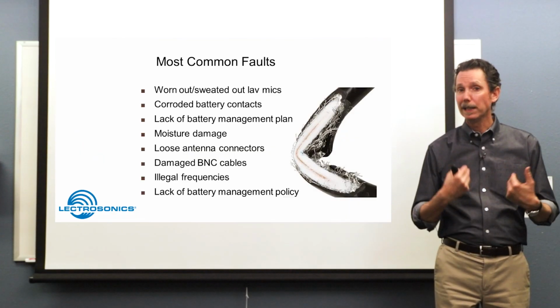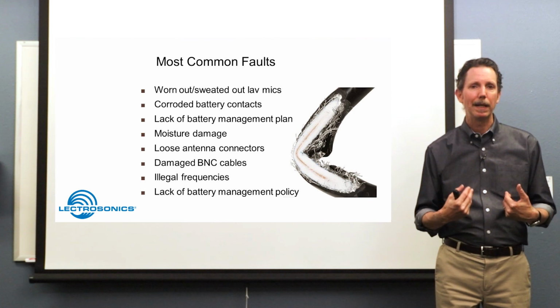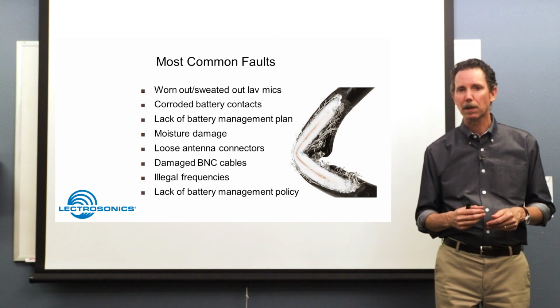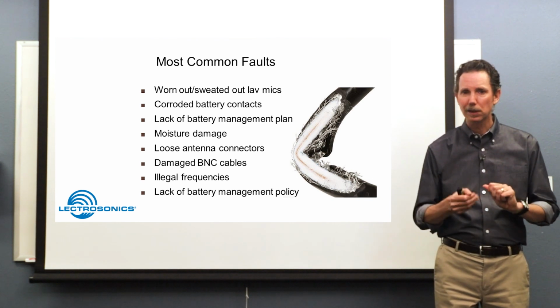Next up, moisture damage. Most wireless mic transmitters are not waterproof. So if they're out in the rain, if they're on a sweaty person, if they get exposed to moisture, they can be damaged. So we do make, and we're not the only ones, but we make a waterproof transmitter called the WM. It's completely sealed.